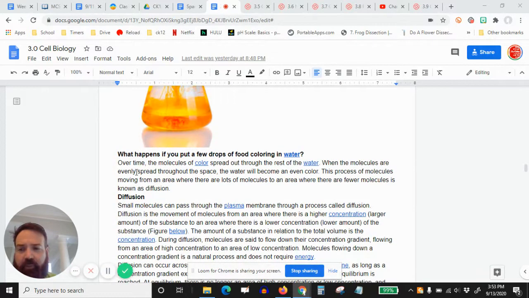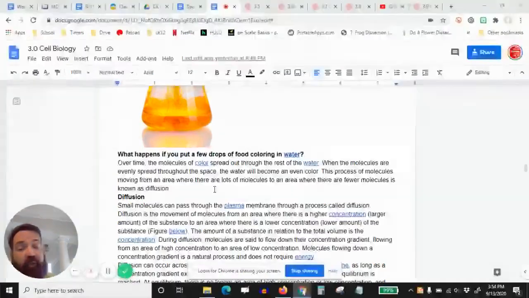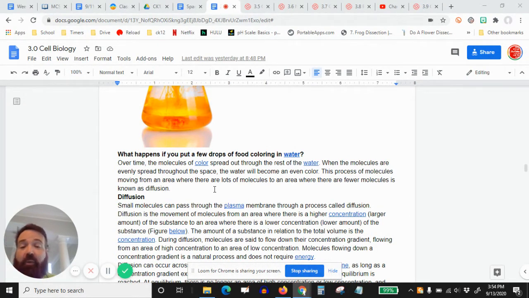All right. So what happens if you put a few drops of food coloring in water? Over time, the molecules of color spread out through the rest of the water. When the molecules are evenly spread throughout the space, the water will become an even color. This process of molecules moving from an area where there are lots of molecules to an area where there are fewer molecules is known as diffusion.